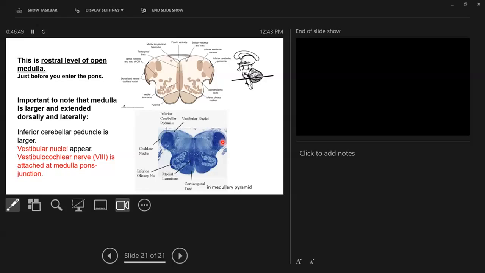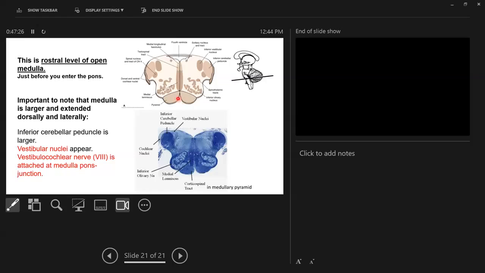So once again, which is to say that the lateral portion of rostral medulla is very large because of the inferior cerebellar peduncle, and also because of the fact that vestibular and cochlear nuclei belonging to cranial nerve 8, vestibulocochlear nerve, are coming into the sectioning plane. And you may even trace the vestibulocochlear nerve itself. So that would be something to observe.